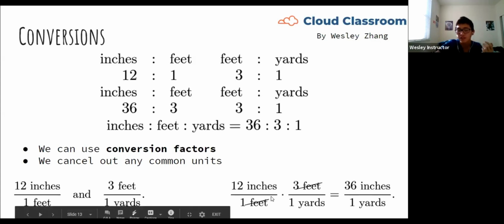So we can see here, we can cross out feet and we just multiply the numbers. Sorry, that was confusing. So 12 inches times 3, that's 36 inches. And 1 times 1 yard, that equals 1 yard. So this is 36 inches to 1 yard. So that's how we convert.